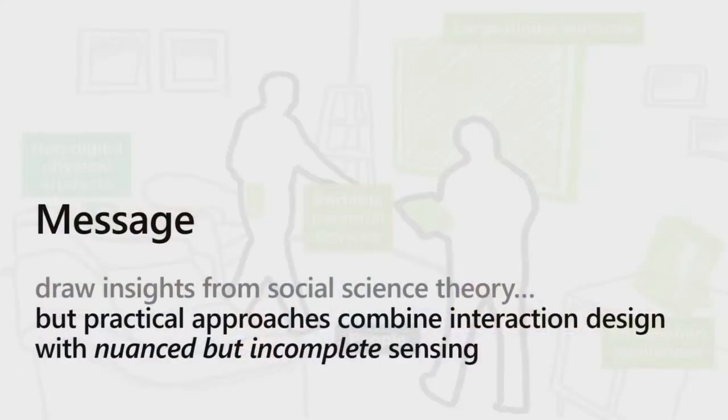All right, so to conclude, as Saul advocated so well, we need to draw insights and inspiration from social science theory. But practical approaches that can work outside the lab will need to combine interaction designs that leave users in control rather than trying to infer everything, with nuanced but incomplete sensing, amenable to mass-produced devices. My hope is this perspective can spark fresh ideas for practical ecologies of devices. And of course, we'd love your insights. Perhaps all we're missing is an epiphany or two and a little bit more imagination. All right, thank you very much.